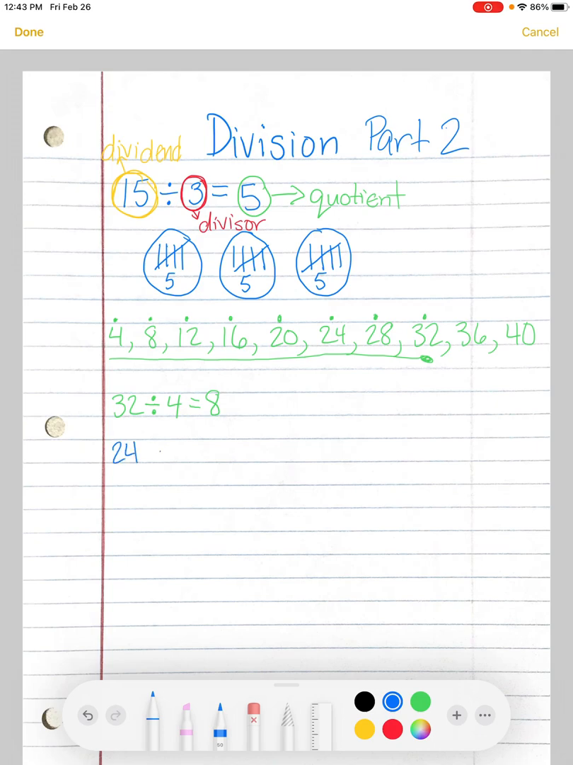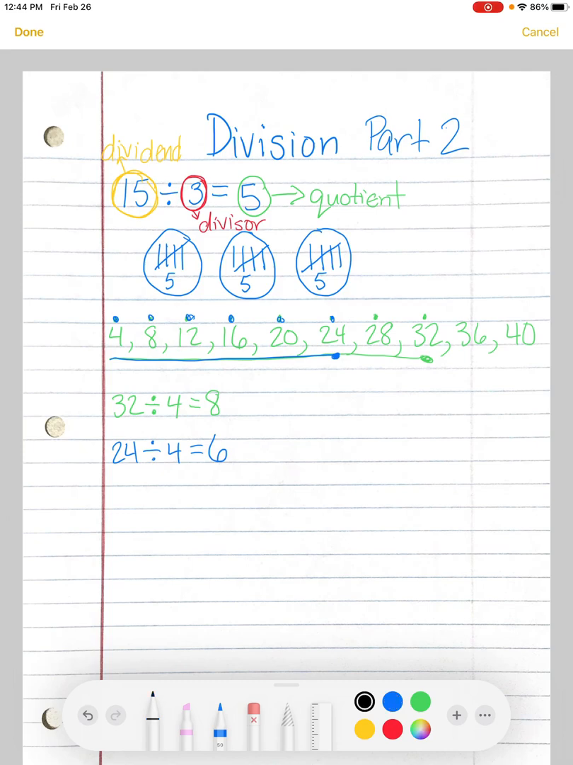Let's try another. Let's do 24 divided by 4. Same thing. Look for the 24 in your list. There's the 24 right there. My next step is to count over. 1, 2, 3, 4, 5, 6. Our quotient is 6. 24 divided by 4 equals 6.